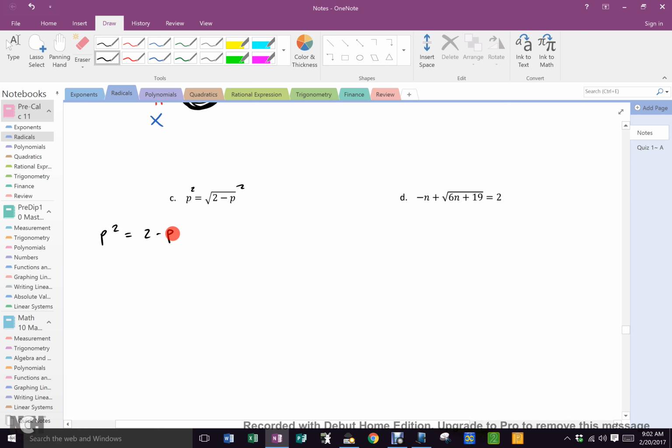What's ugly about that? P on both sides. P on both sides. He highlighted it with yellow. P squared plus P minus 2 equals 0. And what would you do there? I'd factor it to get what?